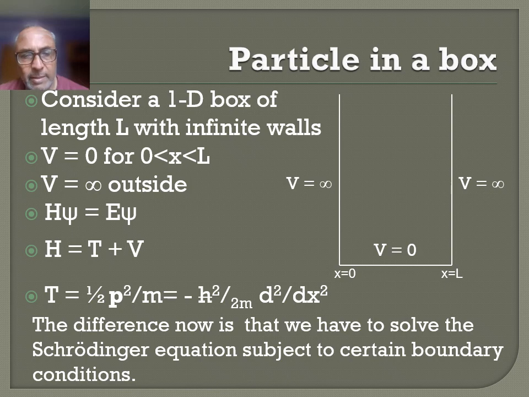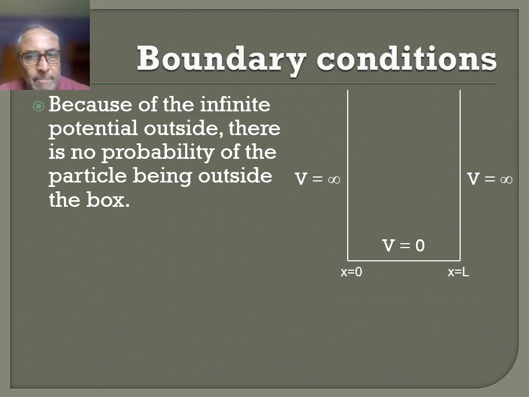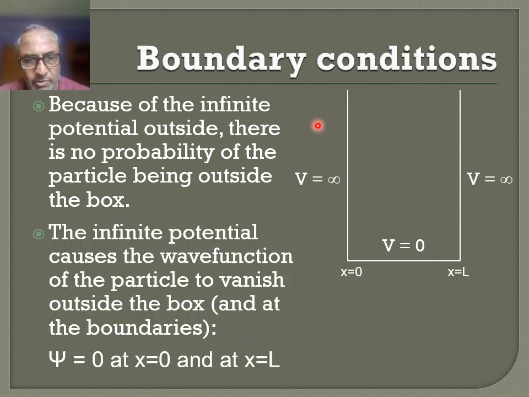The difference now, however, is that we have to solve the Schrödinger equation subject to certain boundary conditions. The condition is that because of the infinite potential outside the box, there is no probability of finding the particle outside the box. The infinite potential causes the wave function of the particle to vanish outside the box and at the boundaries. Note that psi squared, or modulus of psi squared, is the probability. So psi has to be equal to 0 at x equal to 0, and psi has to be equal to 0 at x equal to L. These are the boundary conditions that we need to impose to solve the Schrödinger equation.